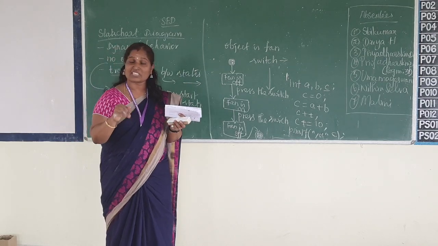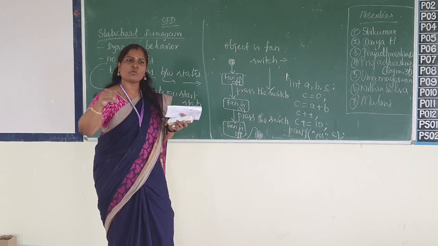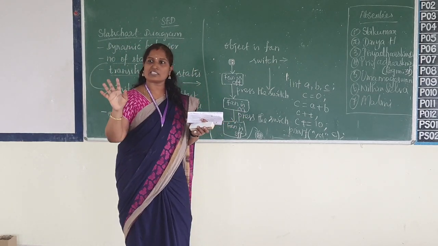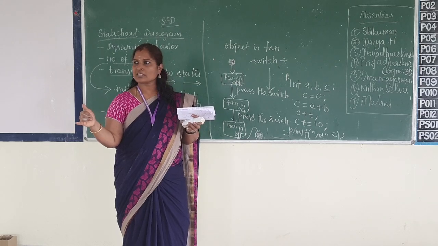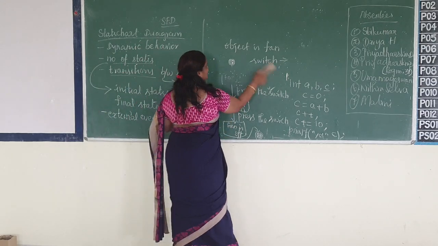But with respect to the state diagram, only two things. If it is correct, move on to the next state. If it is not correct, go to the next state. That is nothing but end. So, in the state diagram, how do we start?